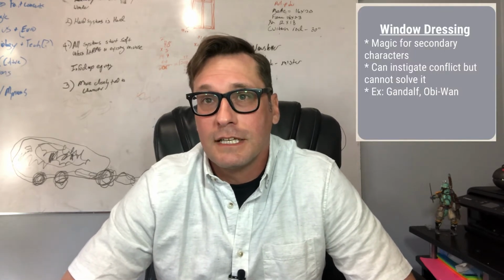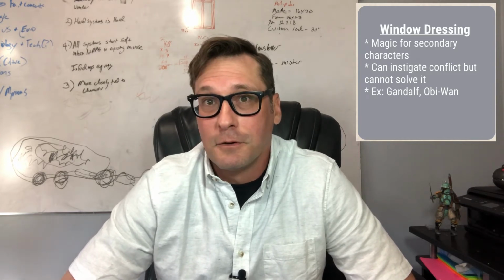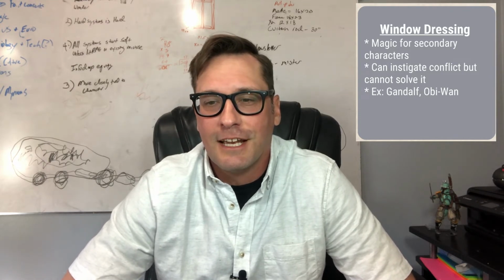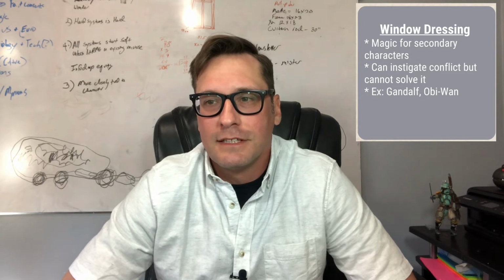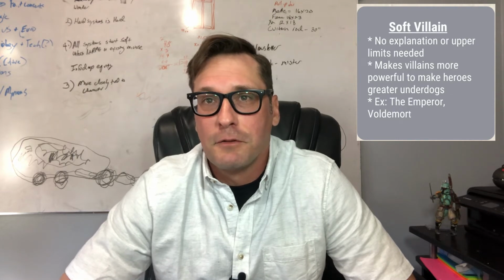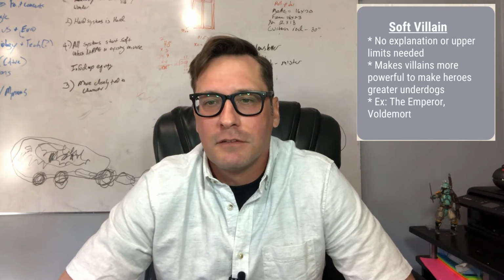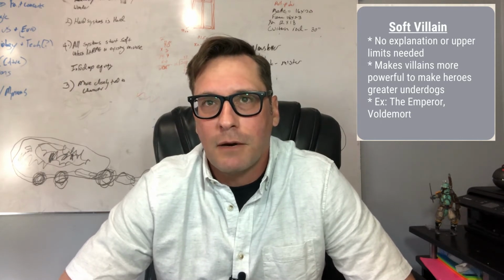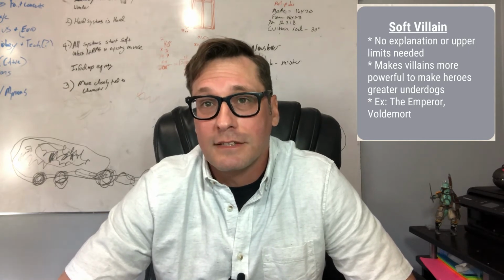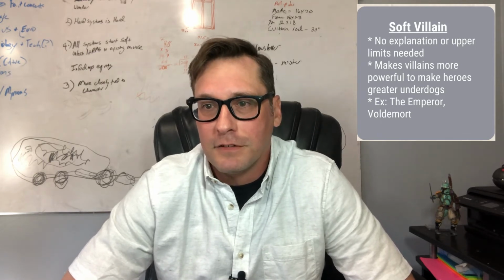So, window dressing cannot affect the plot, but can create problems for the plot. So Gandalf can roll in and send everyone off on an adventure, can screw things up with his magic, but what he can't do is then fix everything. The second type of soft system is the soft villain, which is probably the worst name for a villain because you want them to be frightening and hard and scary. But the soft villain means that the villain's powers are unknown and can be powerful and out of nowhere so long as it makes the characters' lives more difficult, which goes back to the rule. It can get them into trouble, but it can't get them out of it.